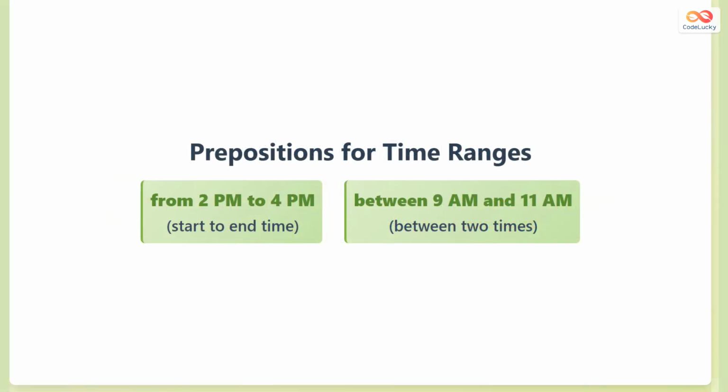Prepositions like from and between show time ranges. Use from 2 p.m. to 4 p.m. to describe a period starting at 2 and ending at 4. Use between 9 a.m. and 11 a.m. for a time between these specific hours. These help explain durations or limits in time.